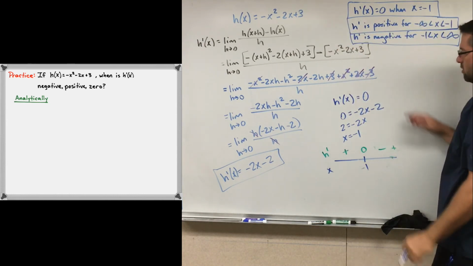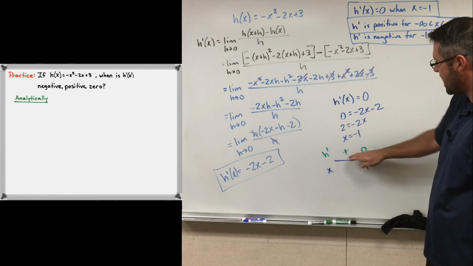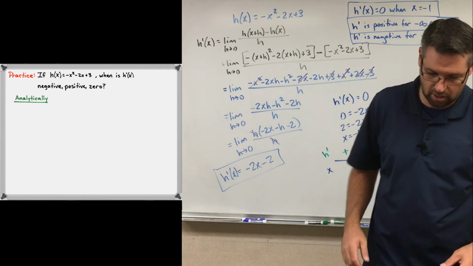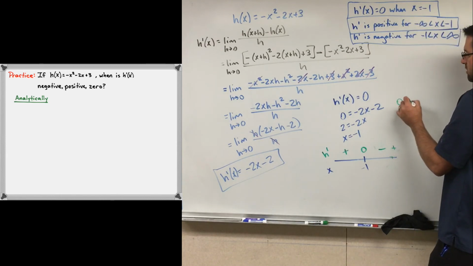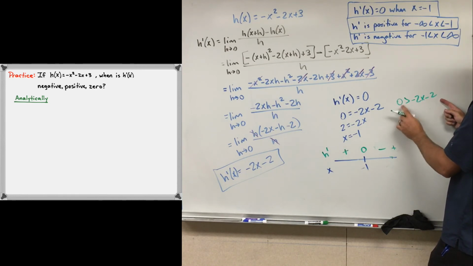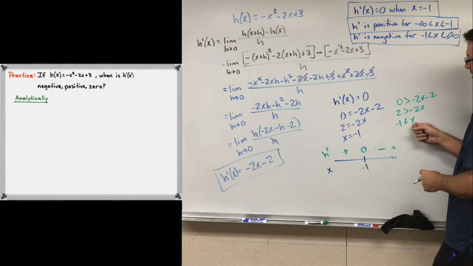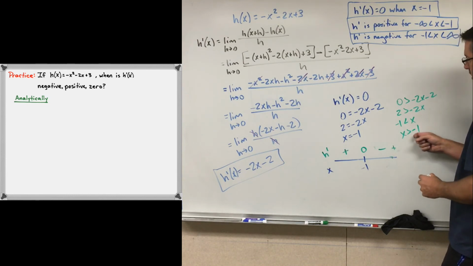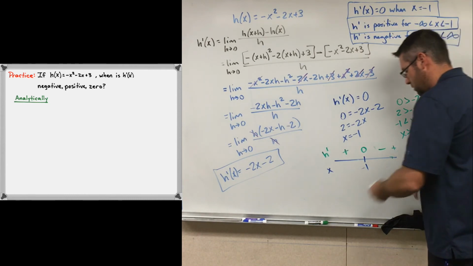You can see the analytical approach to this. But remember, the idea here is just to get the signs on the number line to help us see it a little bit more. You could have done it different ways because this is linear. You could have solved it by saying 0 is greater than negative 2x minus 2. That means we were looking for when the line is negative. Then we solve it, so 2 is greater than negative 2x. We're dividing by negative 2, so we get negative 1, and we have to flip the inequality. So when x is greater than negative 1, h prime is negative. And then we could do the same thing on the other one.